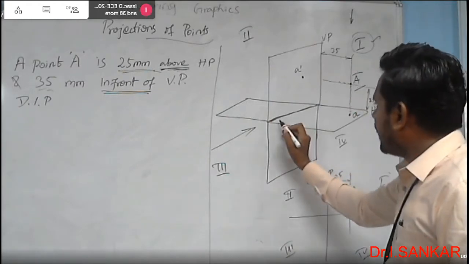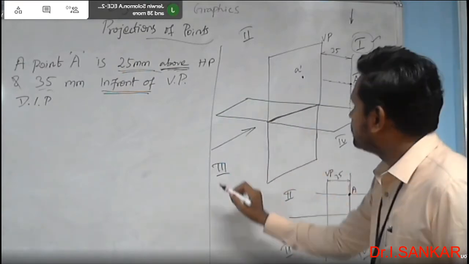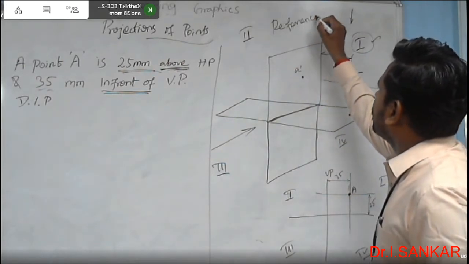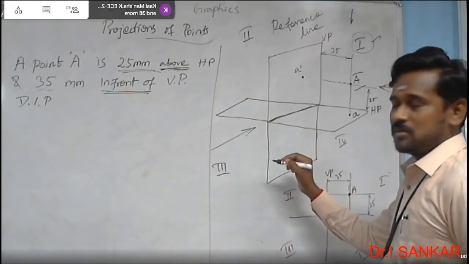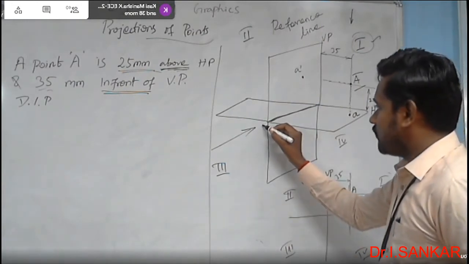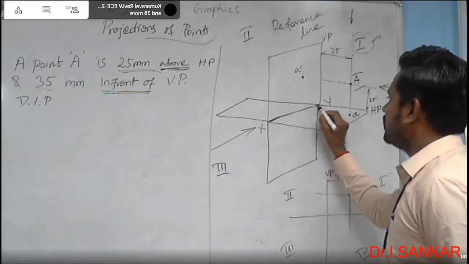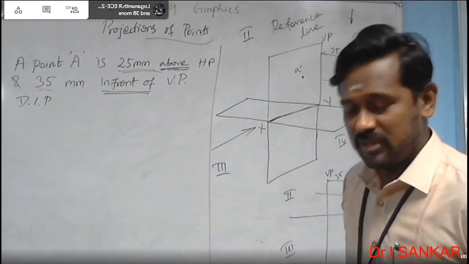That line here is termed the reference line. And the reference line is mentioned with the alphabets X and Y. This is nothing but X and Y. This X and Y is nothing but the reference line.